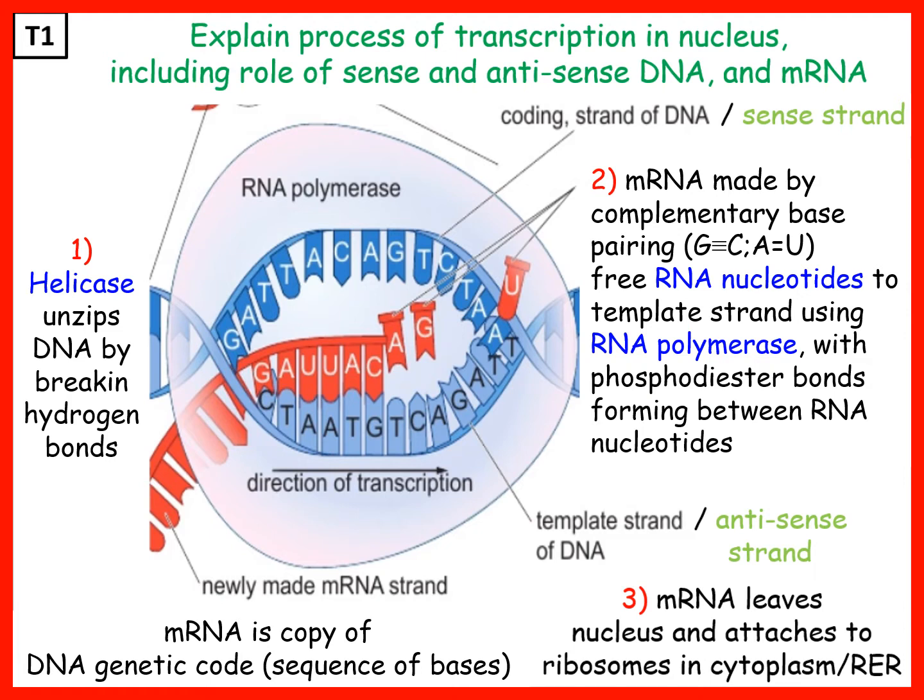Then adjacent RNA nucleotides have to be joined together. That means phosphodiester bonds have to form between them, and again that's done by using RNA polymerase to make the mRNA. That mRNA would then leave the nucleus through the nuclear pore and attach to ribosomes in the cytoplasm or in the RER.